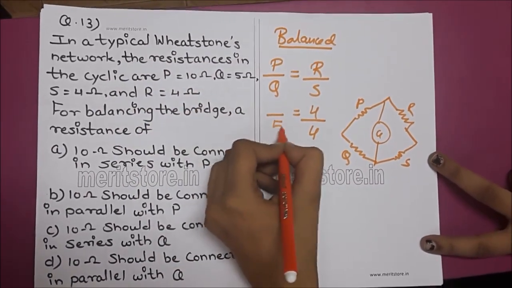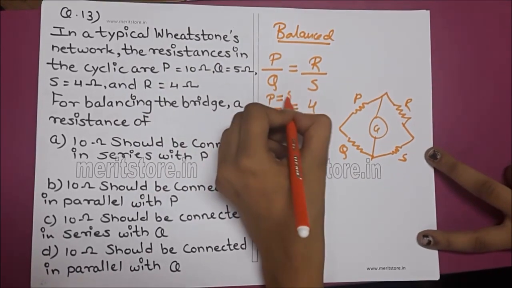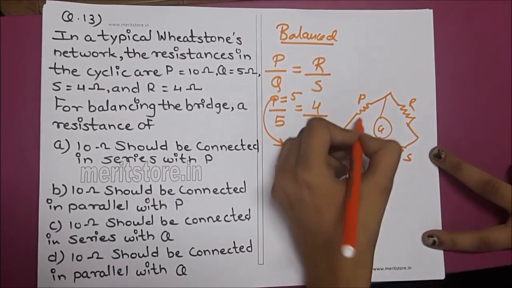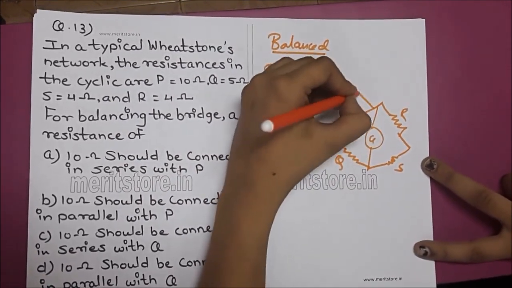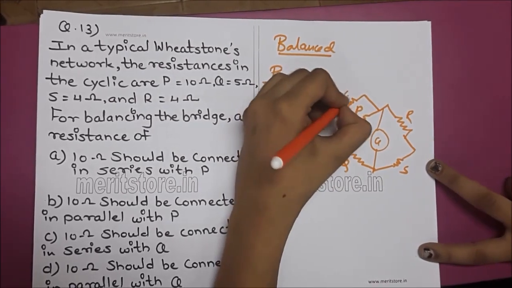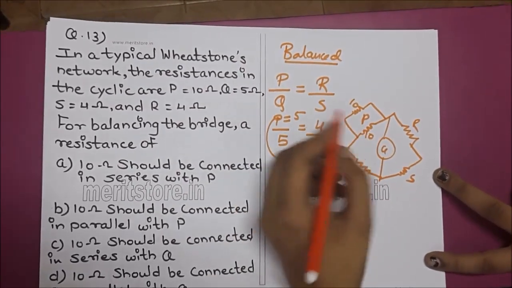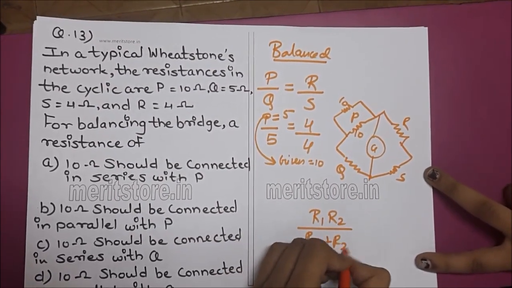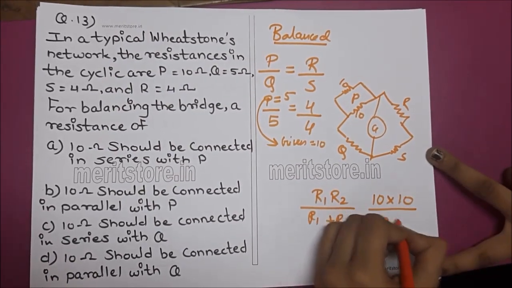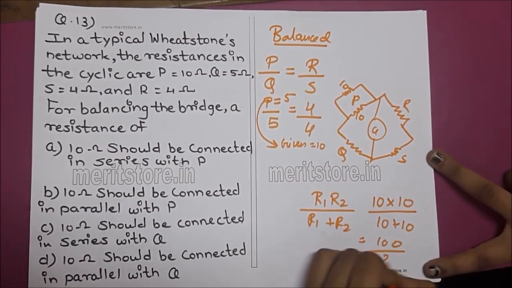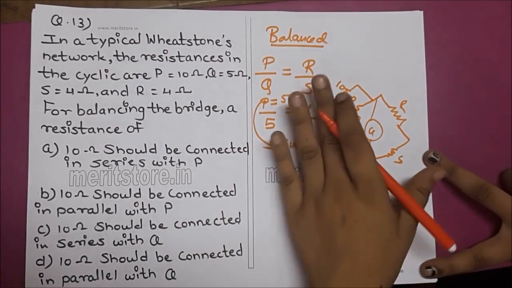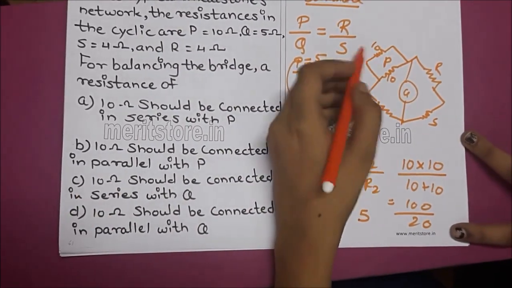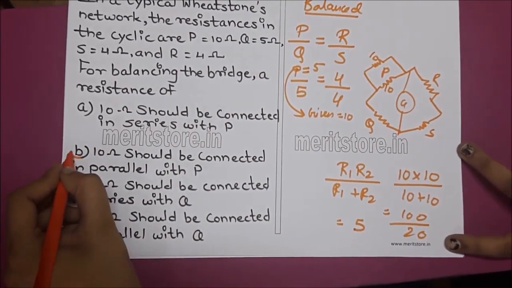My Q is 5. So over here I need to make P as 5. But my P value given is 10. The given value of P is 10. So if I connect another 10 ohm resistance parallel to it, then 10 and 10 parallel will be 5, because it will be R1 into R2 upon R1 plus R2. That is 10 into 10 upon 10 plus 10. That is 100 by 20. That is 5. So for this to become balanced, we will need to connect a 10 ohm resistance parallel to P. Option B is the correct option.